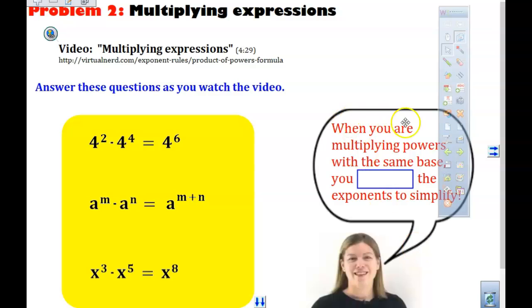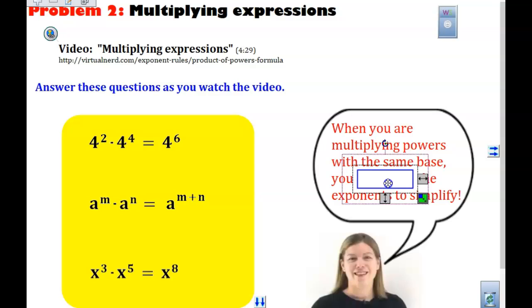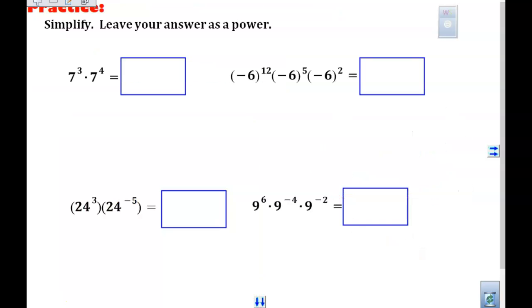So when I'm taking a look at this last one, I'm going to have x to the 8th. So it says when we multiply with the same base, we are blank the exponents to simplify, and you should put in that we are going to add those exponents. And no, I do not need you to show me 3 plus 5. If it helps you to put the 3 plus 5, put that down, but I do not need you to show me that as you are taking a look at it.